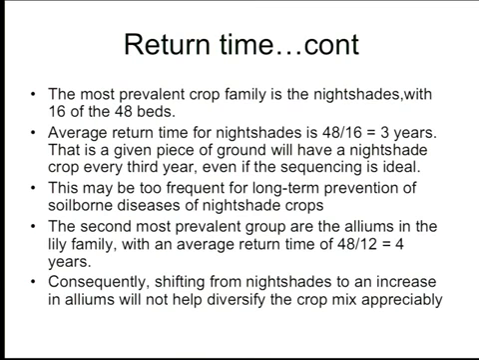So you can see the most prevalent crop family is the nightshade with 16 of the 48 beds. The average return time for nightshades is 48 divided by 16, and that's 3. You really need 4. That's the minimum return time usually that you want to have, 4. So what does that mean? You have too many rows of nightshade. So you have to reduce the number of rows in order to have more time to come back. That's the way you calculate this. It's very simple. I can send this to you, there's a whole leaflet that explains this system.